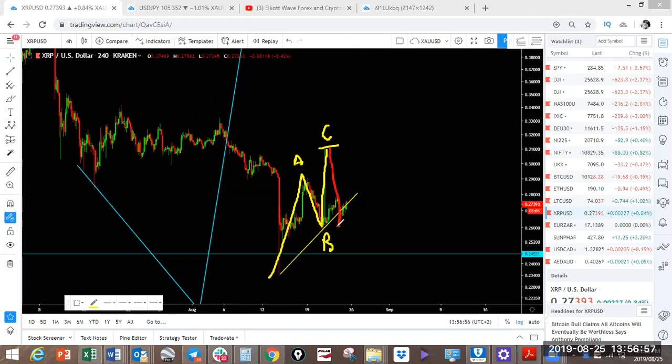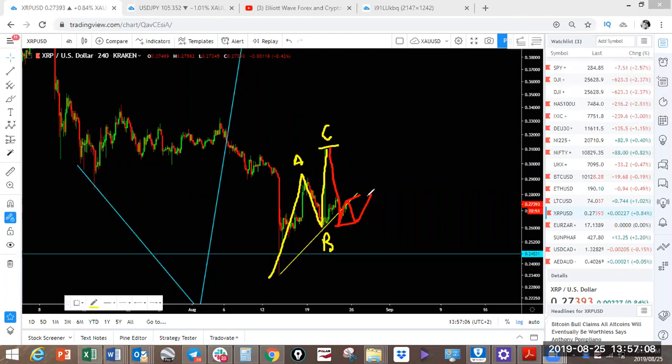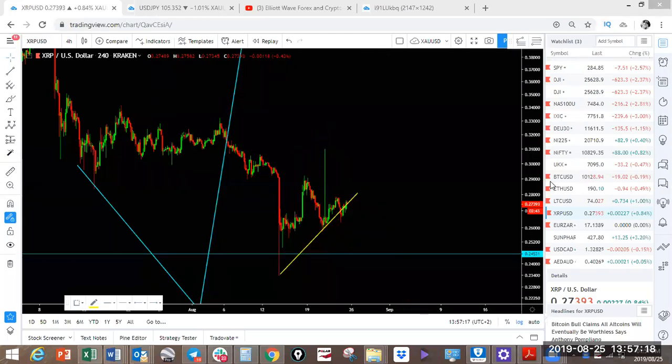Now you're looking for this one to start correcting. 1, 2, 3. That is what you're looking for there. You're looking for a corrective structure to complete, and then you get this continuation to the downside. That will invalidate this move that I've been looking at on XRP to the downside. Right, so now let's continue. Now let's look at the indices. Let's look at S&P 500.